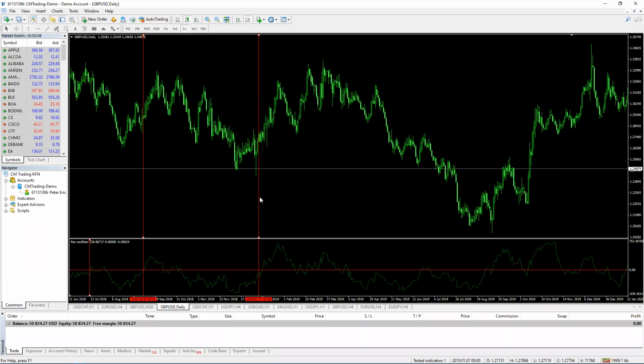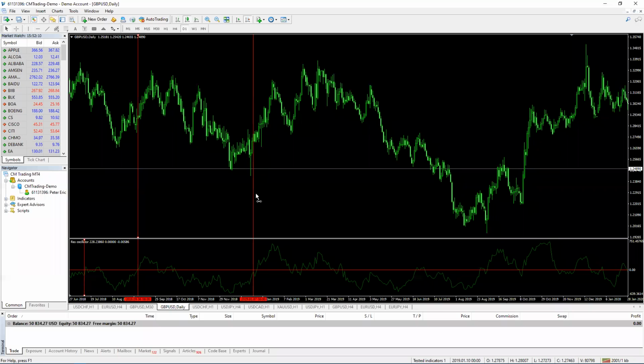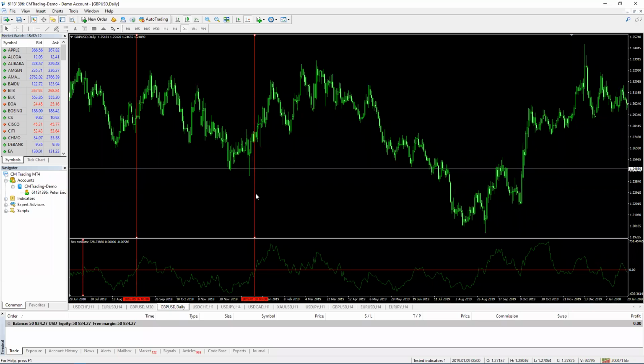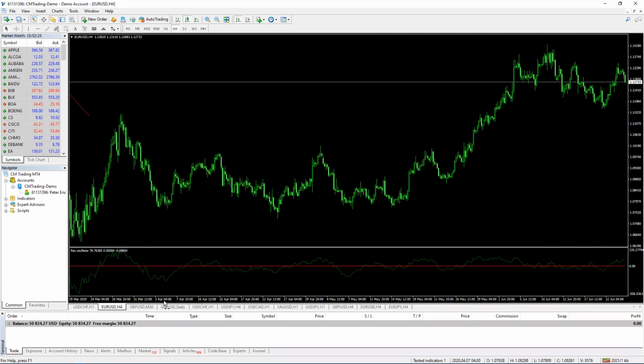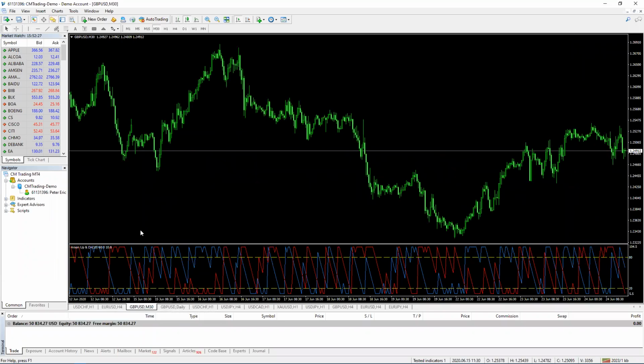So you can see this entry is here. I'm trying to match up these points here, but I hope you guys see this. Then we have Aroon Up and Down crossing. Okay, you get the logic.